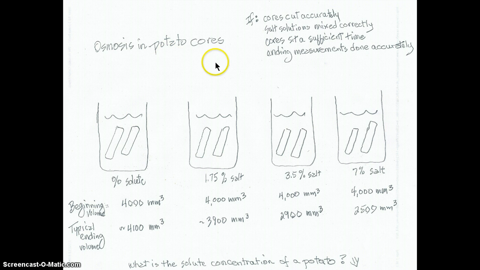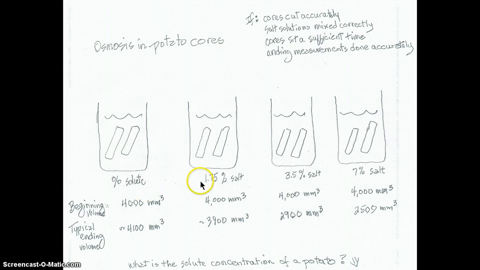In that part of the experiment, there are a lot of experimental variables in doing a lab like this, but if the cores were cut correctly and accurately, if the salt solutions were mixed correctly, the cores sat in the various salt solutions for a sufficient amount of time, and the ending measurements were done accurately, if all those things were true, then the typical results should have been, let's go over this part here and see these results.